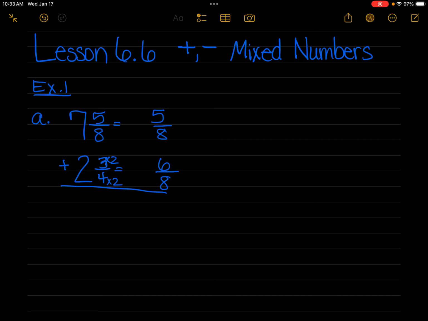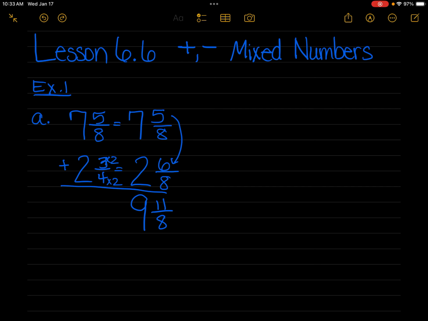Okay, now that I have my common denominator, I'm going to bring over my whole numbers because I don't want to forget those, and that's something that happens often, is kids forget to bring those over. So now I add my whole numbers, then I add my numerators, so 5 plus 6 is 11, and my denominator stays the same. Now notice this 11/8, we always have to put this into lowest terms, and then 9 11/8 needs to be put into lowest terms. So this is an improper fraction, so I need to change it into a proper fraction.